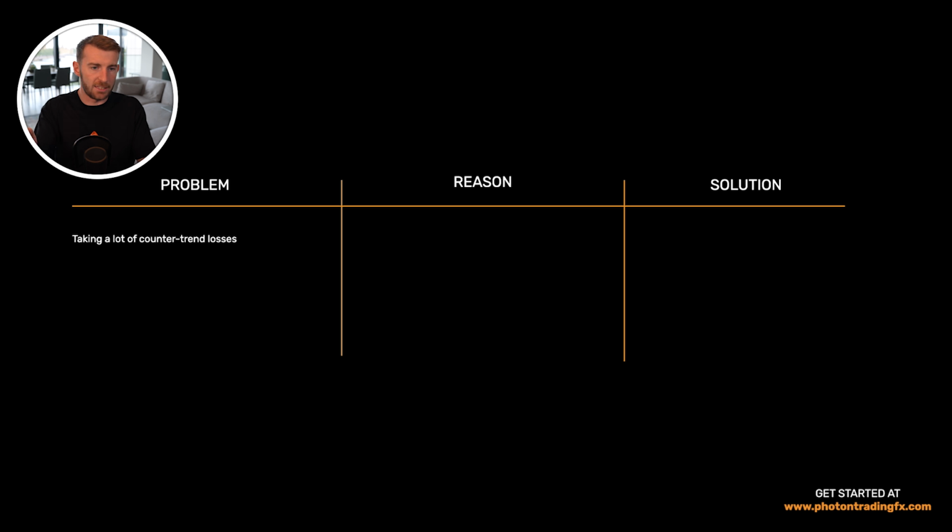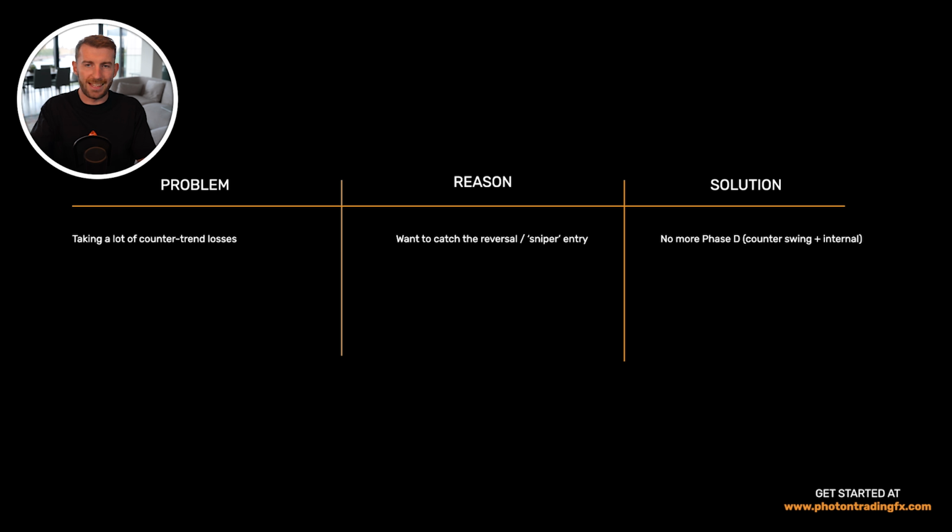But anyway, so I identified that a lot of my losses were coming from trading counter trend. Okay, so what is the reason? Well, it's probably because of a bit of ego in there. You want to catch that reversal. You want to get that sniper entry, as people love to call it on social media. Okay, so what could be a solution to help prevent this?